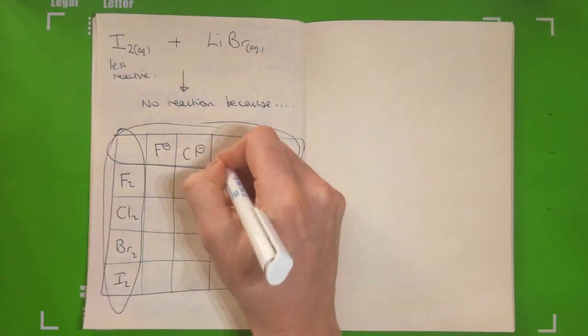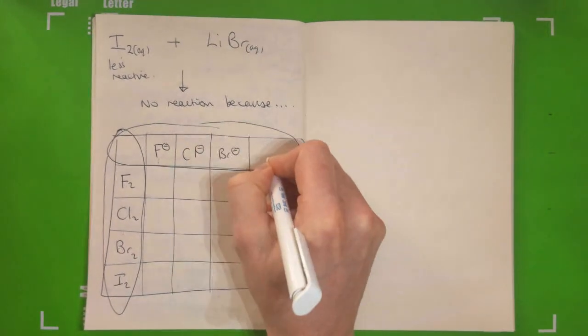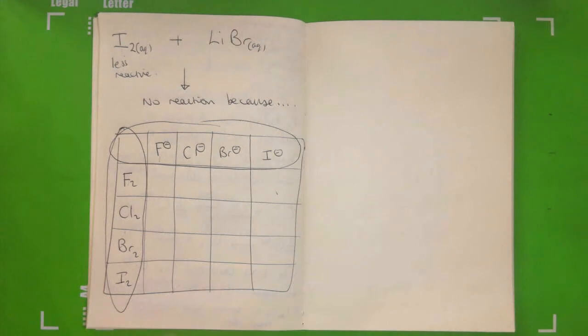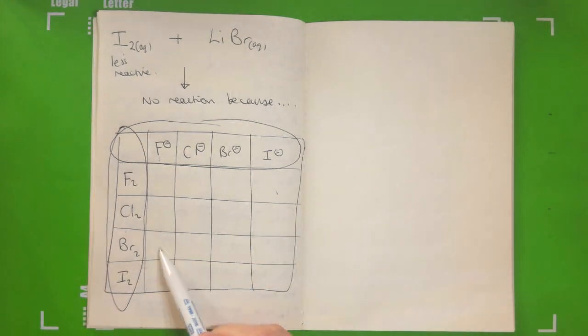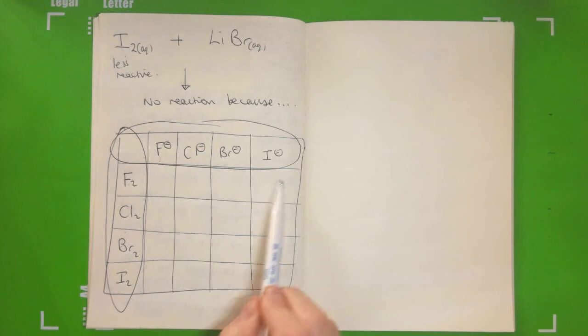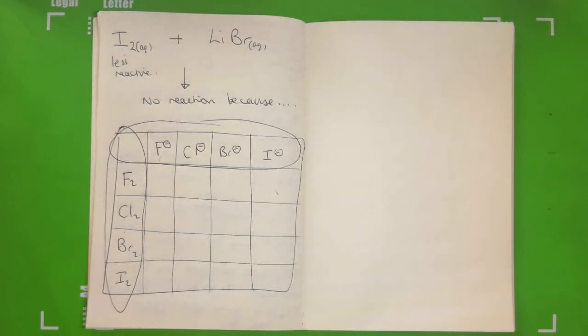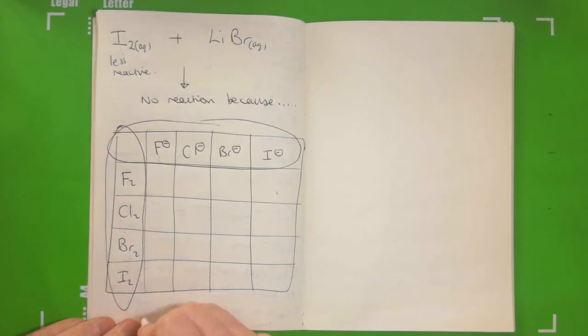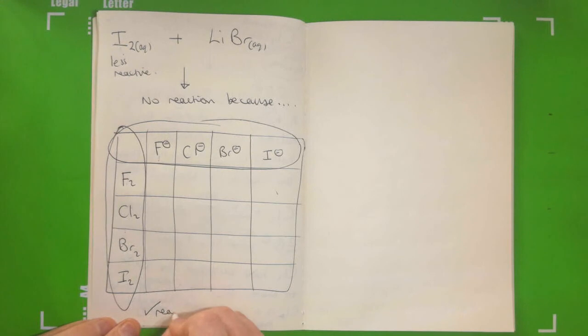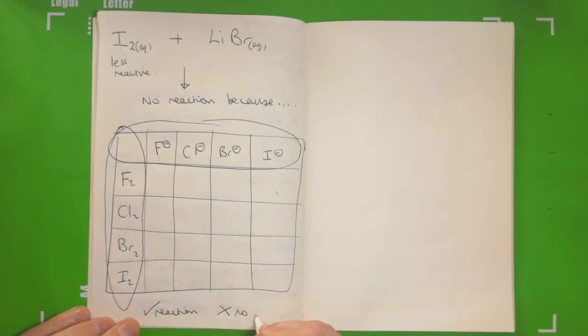Chloride, bromide, and iodide. So we're going to do 4 times 4, 16 hypothetical experiments. 16. And we're going to work out whether there's a reaction or not. So I'm going to put a tick if there's a reaction. I'm going to put a cross if there is no reaction.